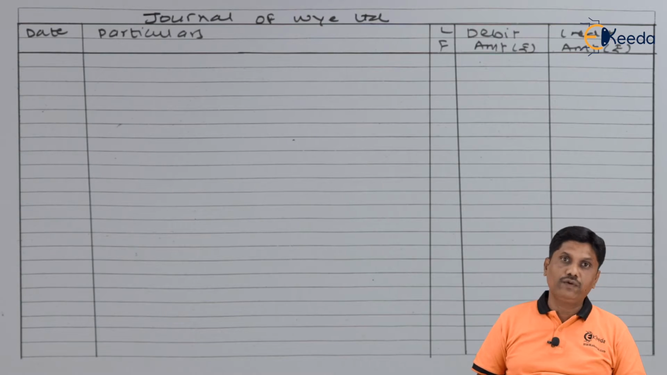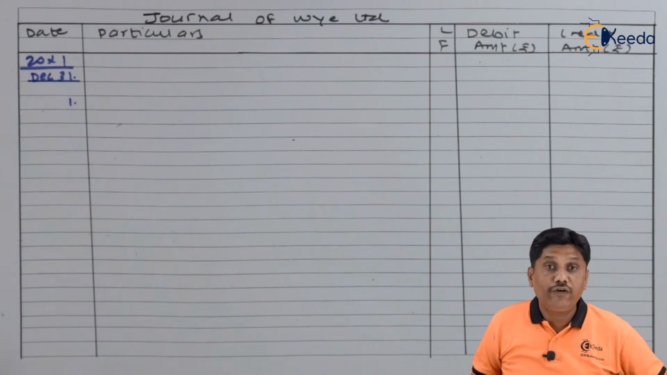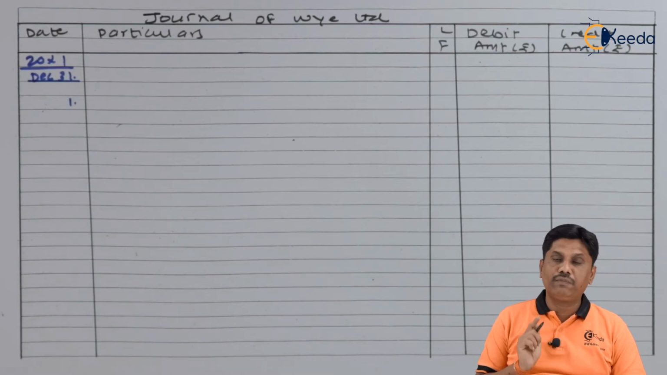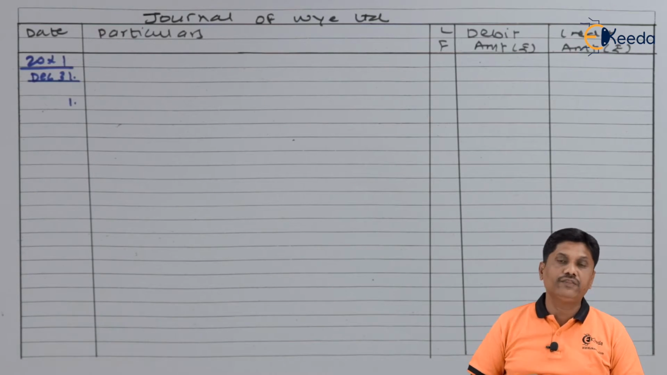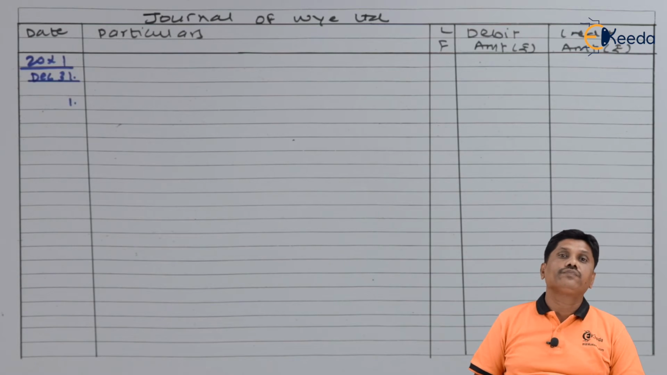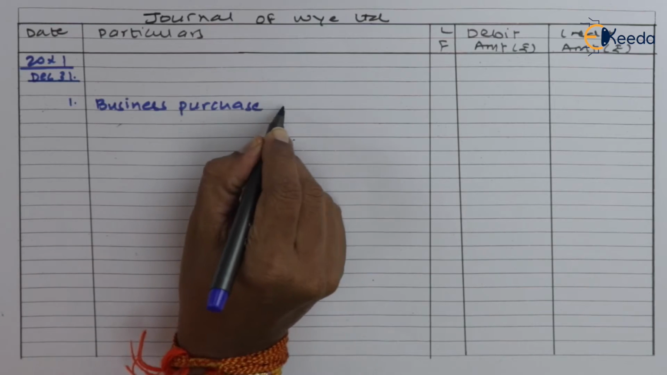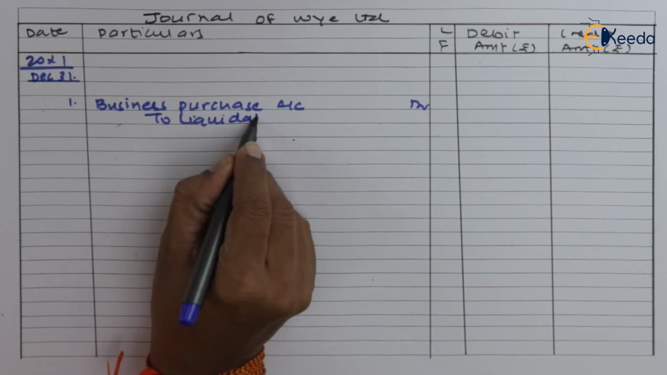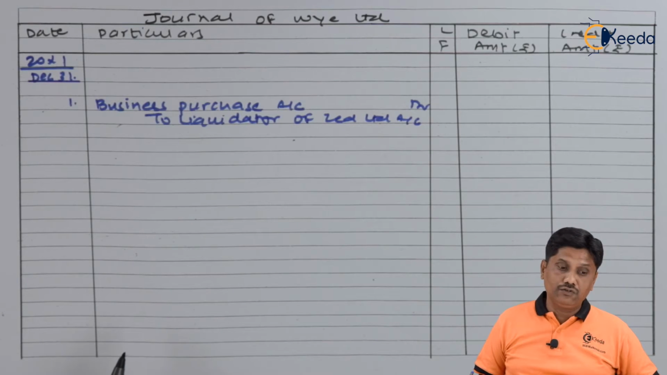Date will be 20X1, December 31st. Friends, first 3 standard entries will come. Number 1 for recording the business purchase, number 2 to take over the assets and liabilities, and number 3 to discharge the purchase consideration. Thereafter we will see all other entries. First 3 entries will go step by step. Entry number 1 to record the business purchase: business purchase account debit to liquidator of Z Limited account. This entry will be recorded at PC amount, which is 17,20,000.